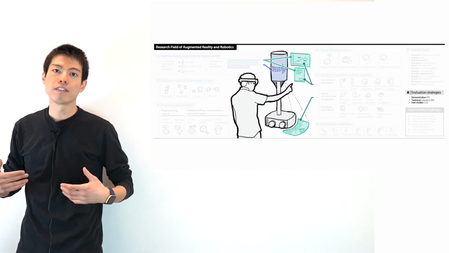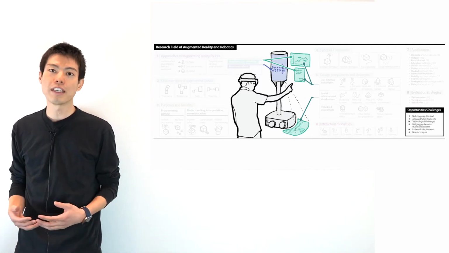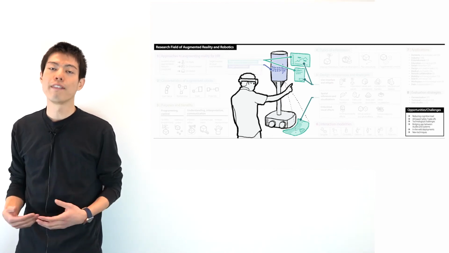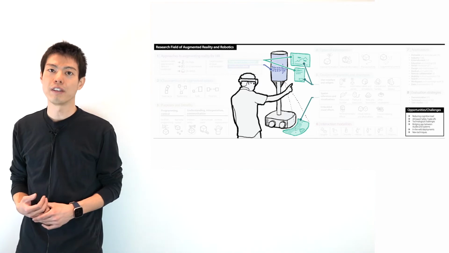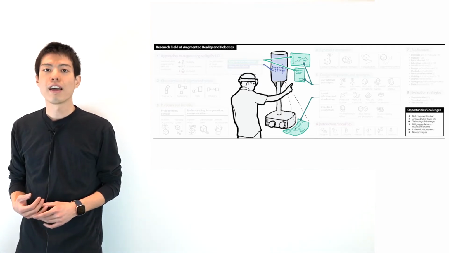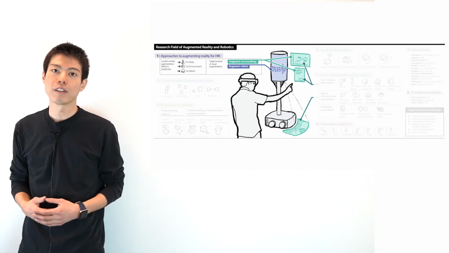Based on this analysis, we also discuss the future research opportunities and challenges to inform the research community for the future of AR and robotics research. Then my students Adnan and Karim will be talking about each dimension and taxonomy.